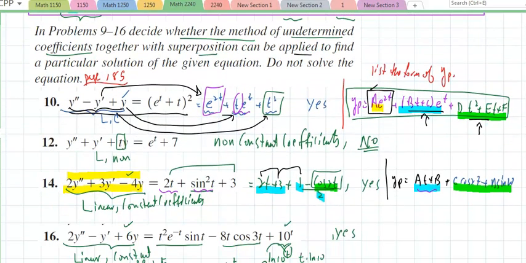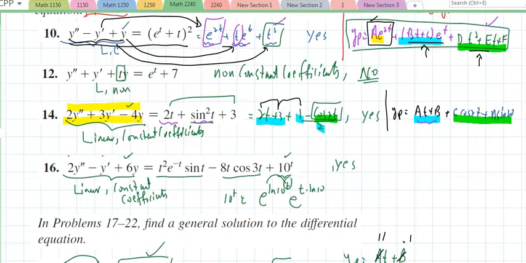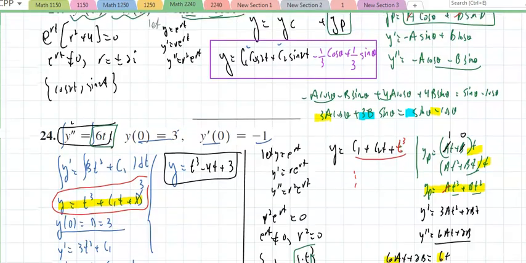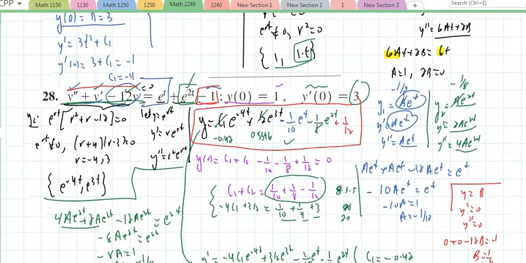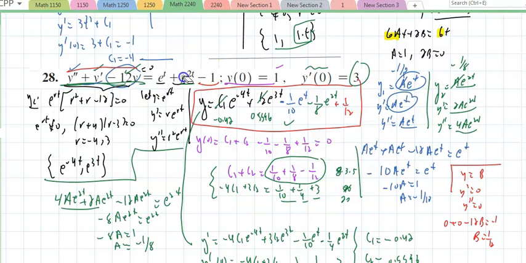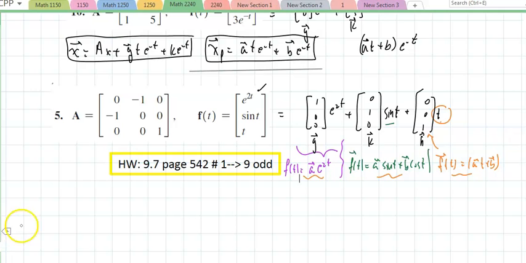Yeah, superposition. Oh, here we go. If you're dealing with t, then you do AT squared plus BT plus C by itself. You do e to the t by itself, and you do e to the 2t by itself, and you sum those up. I remember doing problems like that. I just can't remember where. Oh, number 28. There we go. So if you recall, we did e to the t by itself, and then we did e to the 2t by itself and the constant by itself, and we summed up the solutions. So, I know it's been a while. There's the homework.